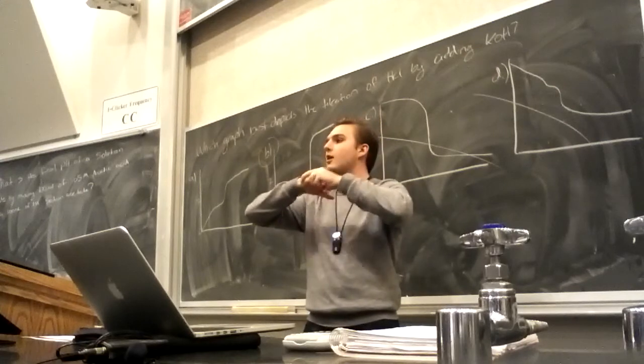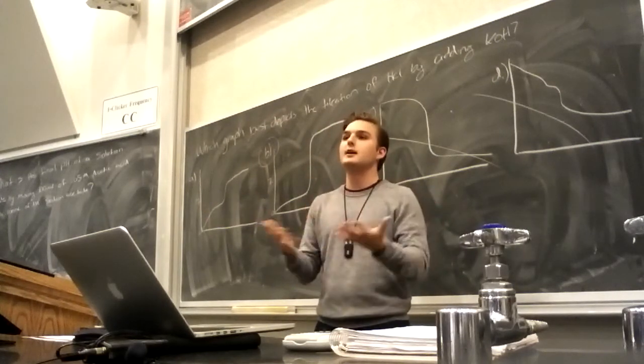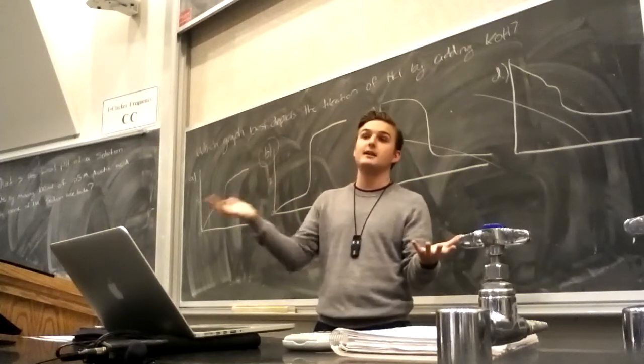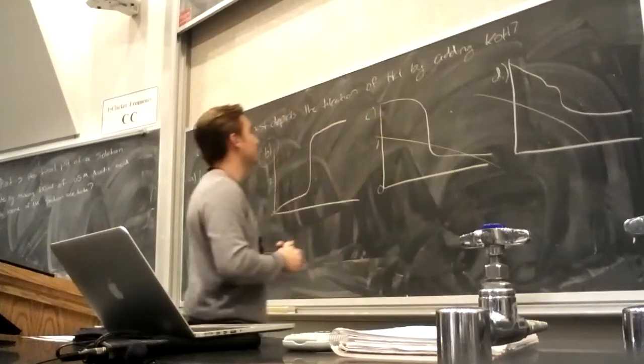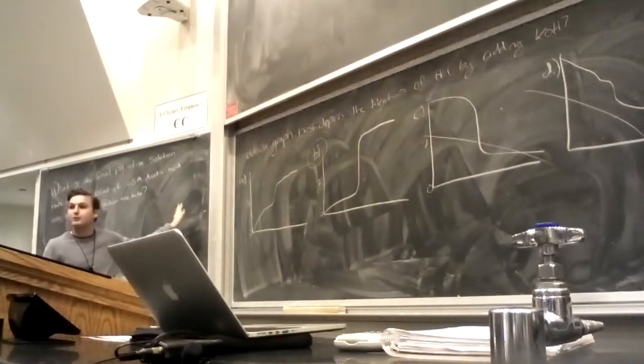Once I hit the equivalence point, where might the pH be? Above 7. Right, exactly. And vice versa, it would be below 7 if I had a weak base and titrated with a strong acid. Okay, that's good. Let's move on to this one real quick.